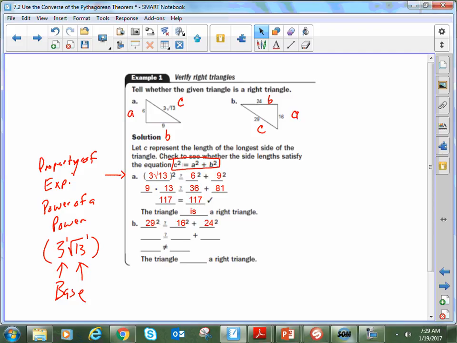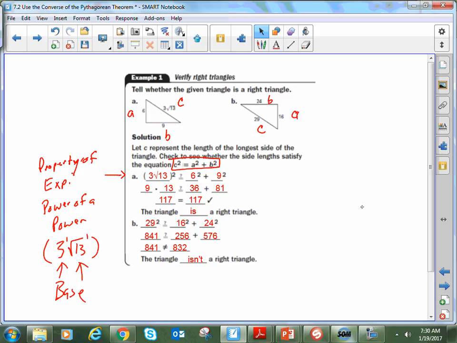So squaring the left side and the right side gives us these values. And when I take the sum of the two values on the right side, we get 832. But if I square 29, I get 841. So in this case, because the left side and the right side are not the same value, we can conclude triangle B is not a right triangle.